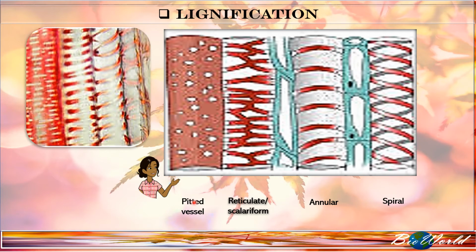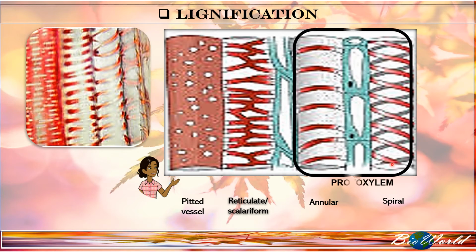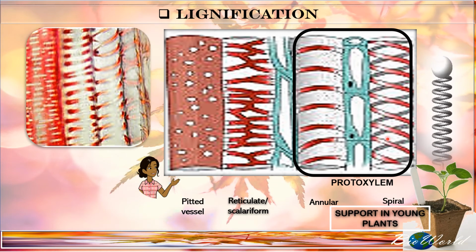Xylem cells that have annular and spiral lignification are called protoxylems. These types of xylem tissues are able to elongate. So, young plants usually will have protoxylem with annular and spiral lignification so that the xylem can elongate with the growth of the young plant.